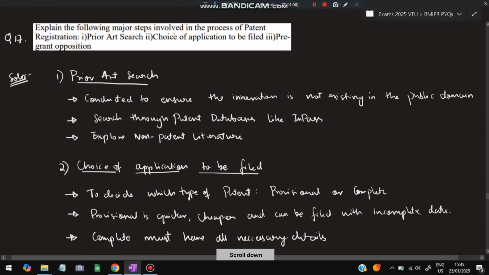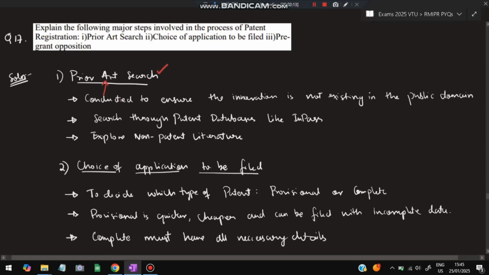Next one is the major steps involved in the process of patent registration. While registering the patent, there are many steps, so we have to explain the major steps: prior art search, choice of application, and pre-grant opposition. So what is prior art search? By the name itself we can understand.